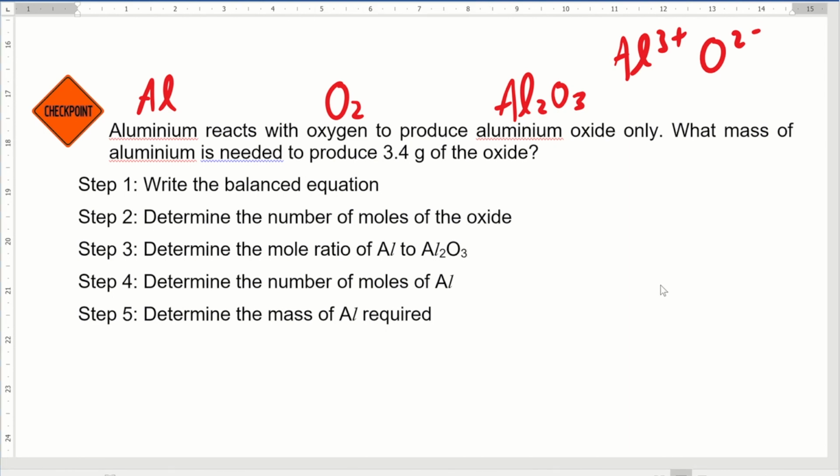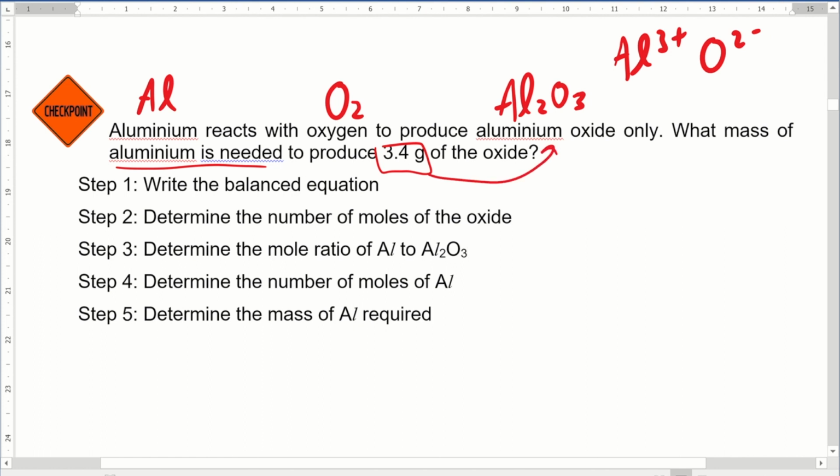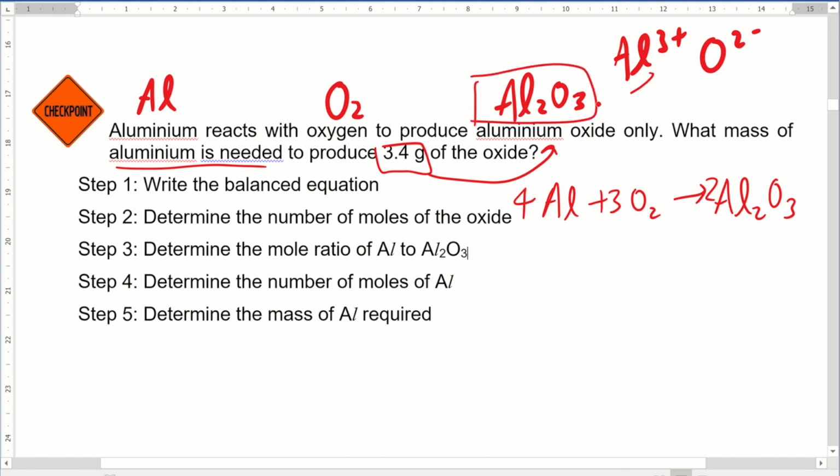The question is saying how much aluminium is needed to produce 3.4 gram of this. So now you need to write the balanced equation. The first step is aluminium plus oxygen, and they tell you that it forms aluminium oxide only, so only one product. You need to balance. Take some time to balance. That is what I meant by you need to know the formula well. If you cannot come up with this formula, then you will not be able to do the whole chemical calculation. So your basics of formula writing are important.